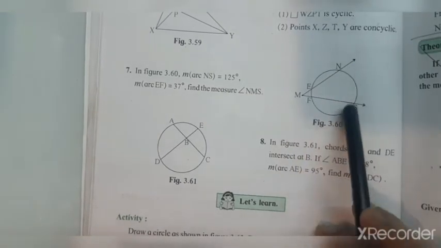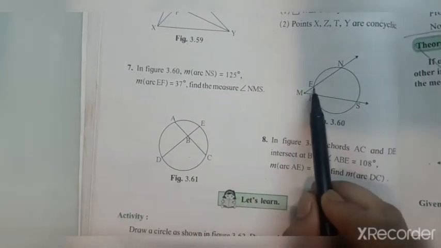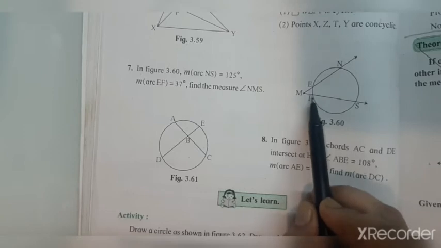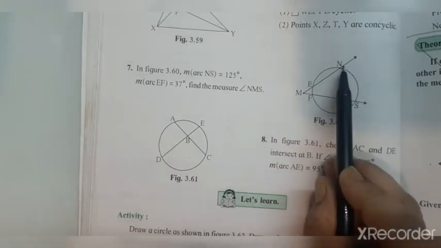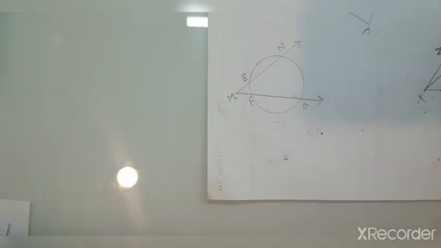Arc NS, which you can see, is 125 degrees. Arc EF is 37 degrees. And we have to measure angle NMS. Now we have studied the property on page number 72. There is a proof which we have to write on page number 72.